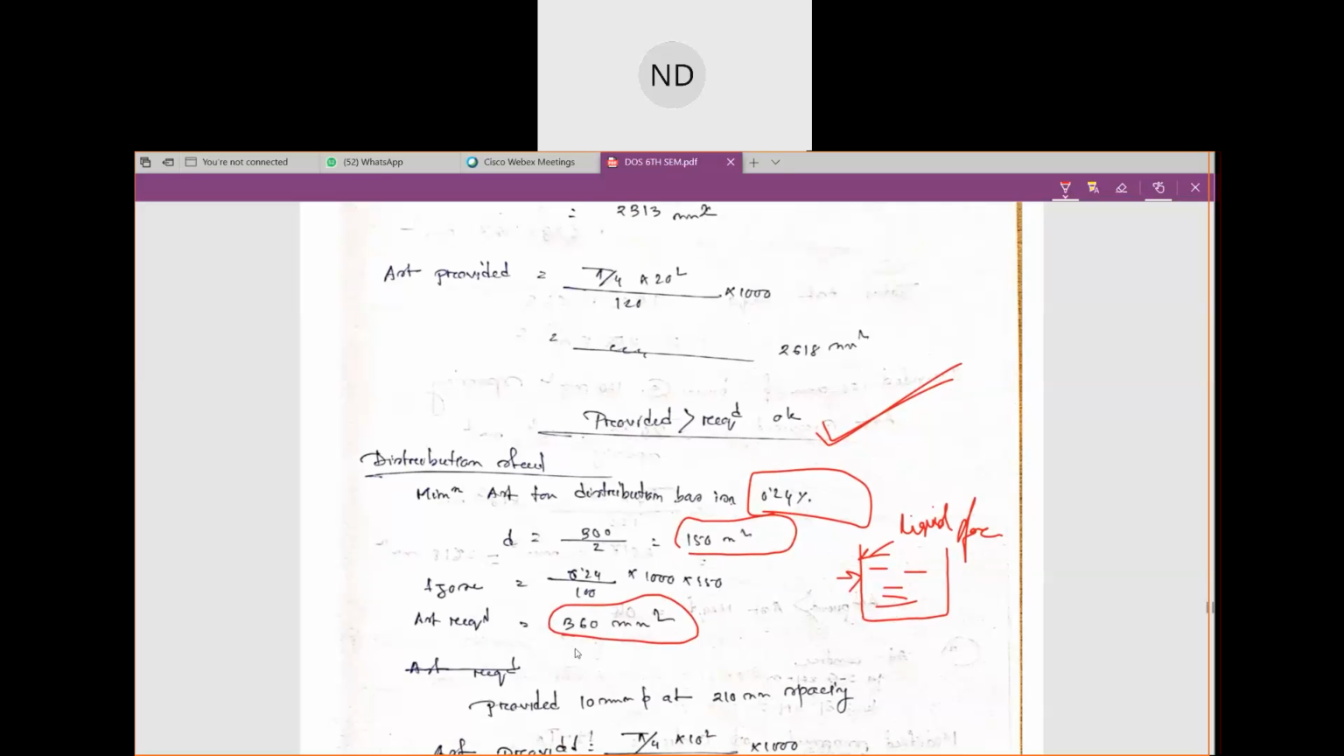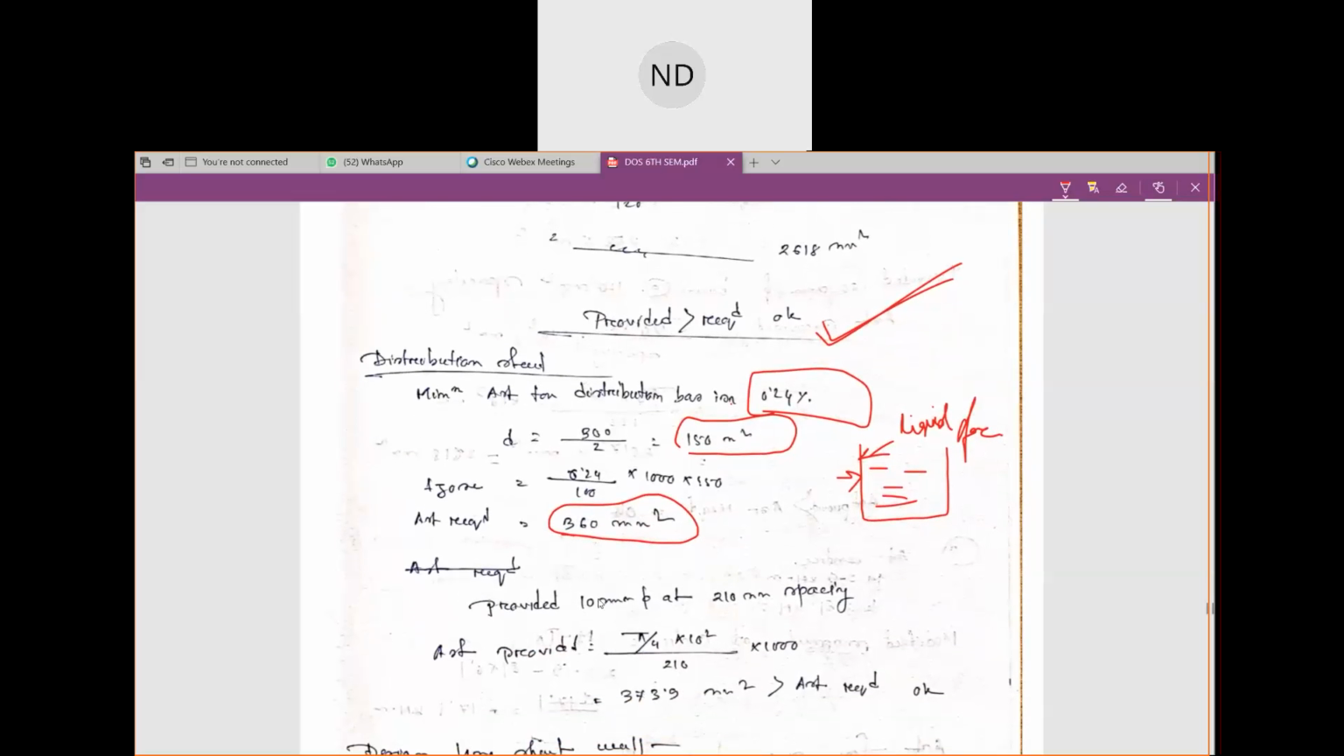Now we will provide some distribution bars. So 10 mm, 12 mm bars you provide. Here 10 mm diameter bars are taken at 210 mm spacing. Now the area of steel provided is how much? We have calculated it to be 373.9 mm square, which is greater than the required value of 360. Therefore, it is okay. The diameter of the bars and spacing we have taken are sufficient.